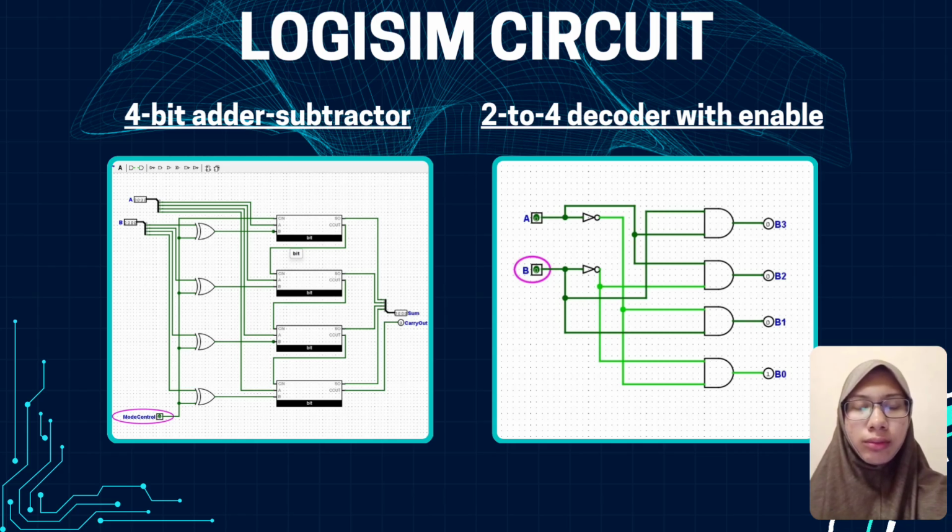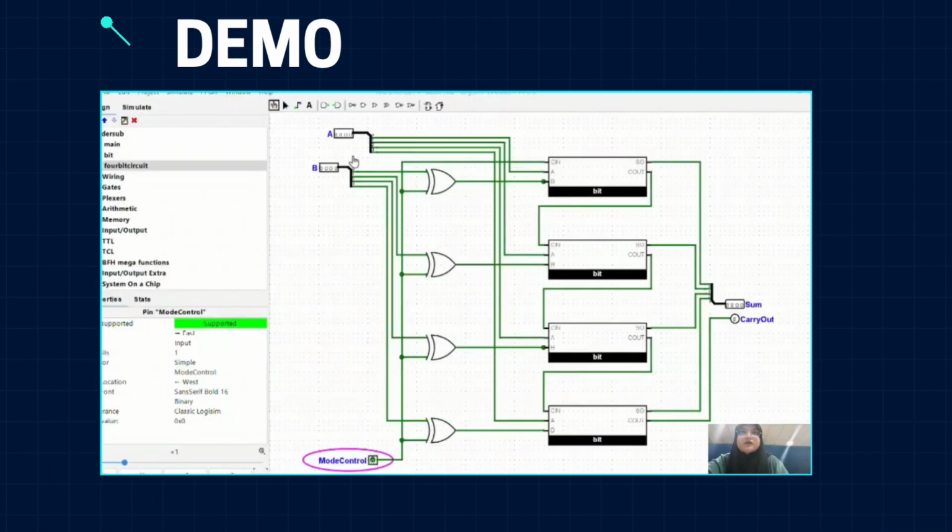And this is the Logisim circuit for 4-bit adder-subtractor and 2 to 4 decoder with enable. Next, we will demonstrate how these circuits work. Hello everyone, today I will be explaining the operation of the 4-bit adder-subtractor unit, a fundamental circuit in digital logic that efficiently performs both addition and subtraction using a single design.